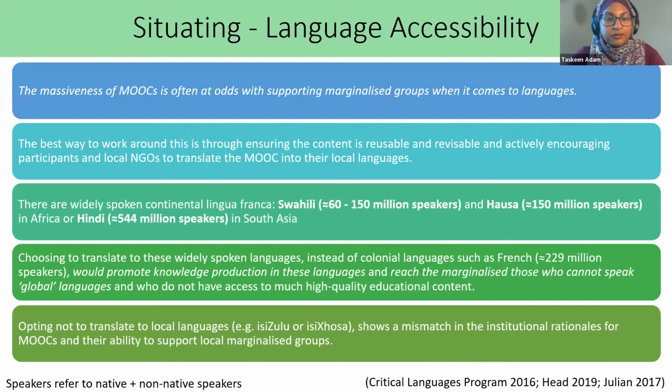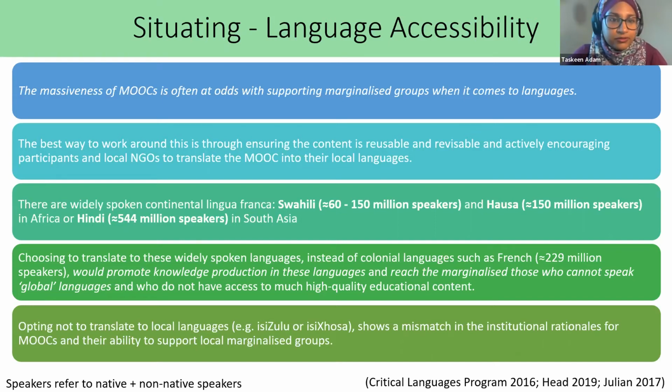A big critique within the MOOC space is they often go with the main languages, let's say English or French or these colonial languages when they talk about language diversity, but they don't realize that languages like Swahili or Hausa or Hindi that are more continental languages have massive amounts of people who can speak these languages, but you often don't see courses adapted in these languages.